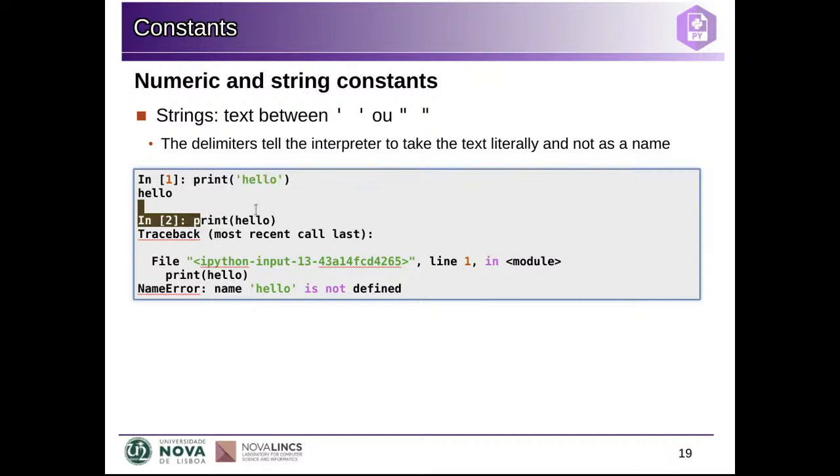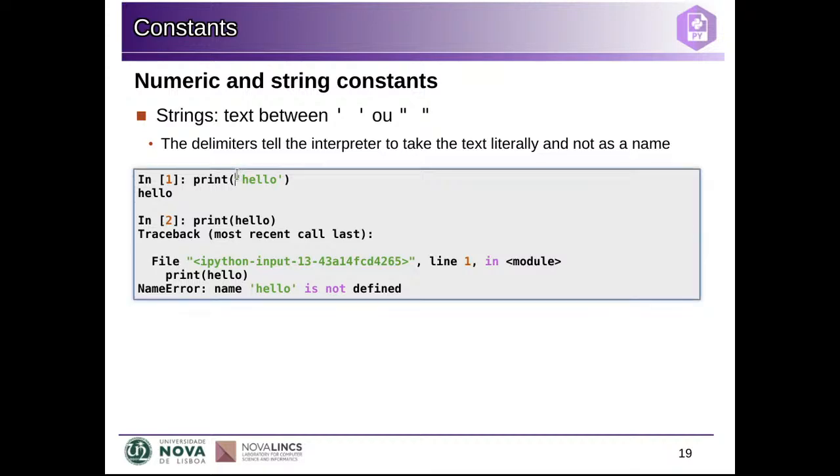If you do it like this, print hello without the quote marks at the beginning and the end, the interpreter will try to understand what you mean by hello. Is this a function? Is this some variable, some name that you defined? And if it's none of those things, then it will give you an error. It will say that this name, hello, that you put here is not defined. So basically, when you want to tell the interpreter that this is text, not for the interpreter to try to understand what it is, it's just a sequence of characters, then you create a string and you indicate that with either double quotes or single quotes at the beginning and end.